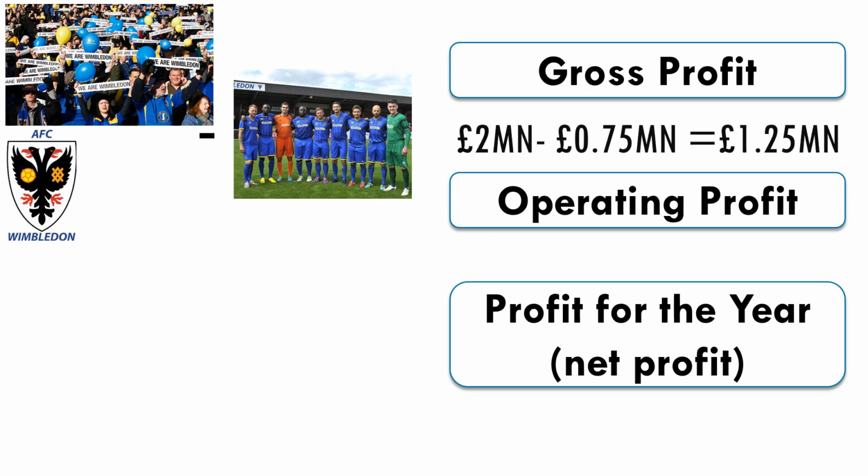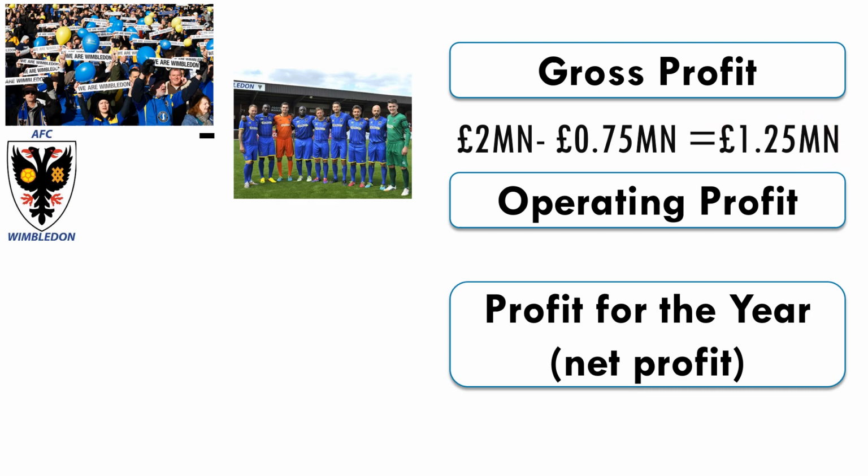So let's imagine that the revenue for the football club is £2 million and the direct costs, the costs involved in providing the core activity of the business are £750,000. That will give us a gross profit of 1.25 million. So the profit the business makes from running the core activity.